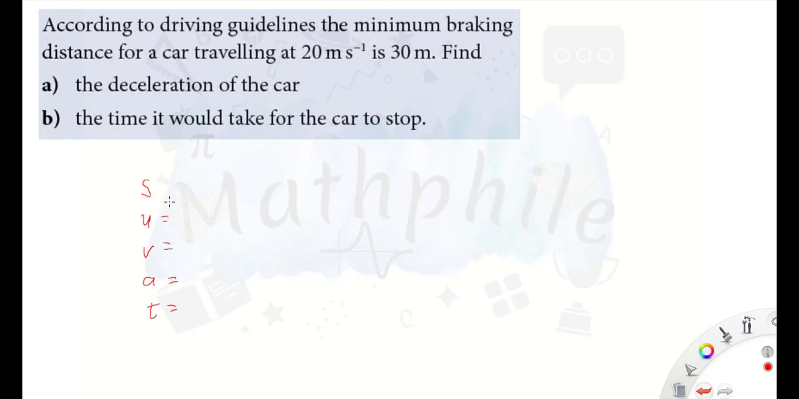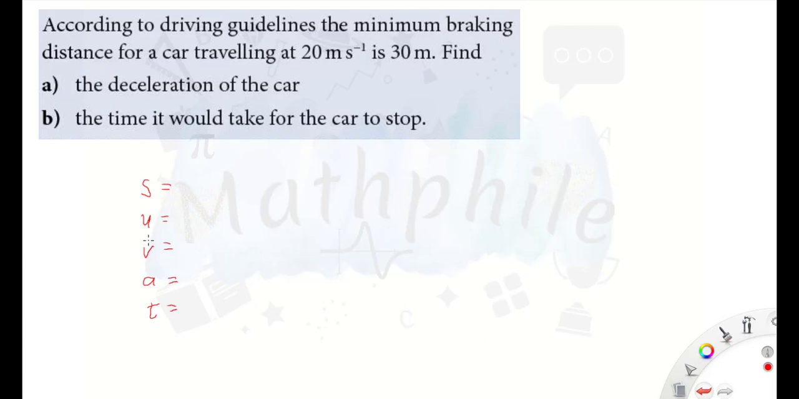Do we always have to use just the SUVAT ones, or can we use the other ones that we know, like S is equal to D over T? No, you can't use those ones where acceleration is involved. That formula is based on constant velocity, and this time we are doing constant acceleration. Do you get the difference?